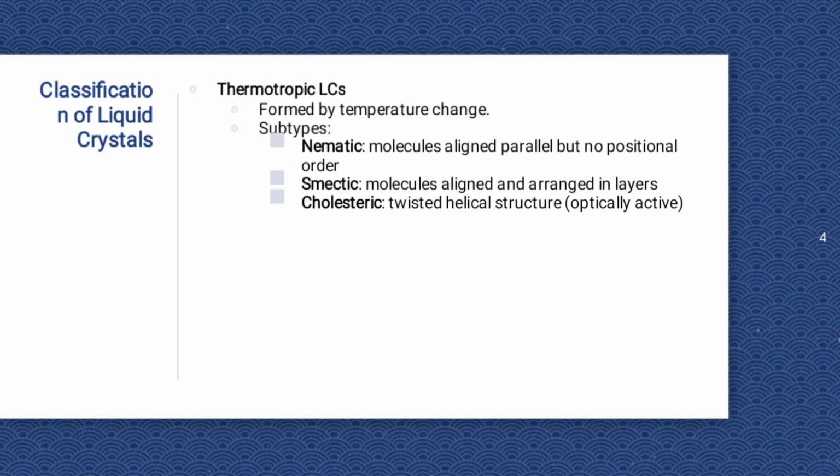Basically these can be classified into two main types. The first one is thermotropic, formed by changing temperature. These are further divided into three types. The first one is nematic, then the next one is smectic, and the third one is cholesteric. Okay, so these three come under the thermotropic type of liquid crystals.